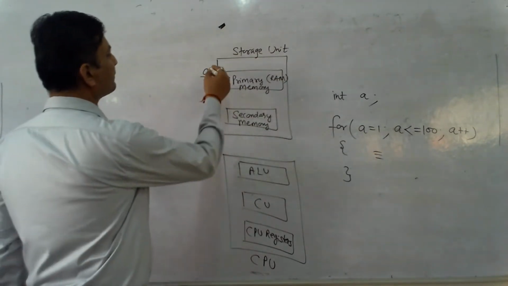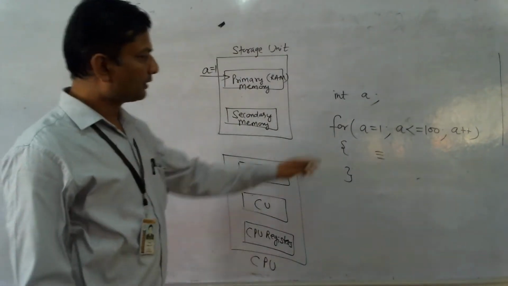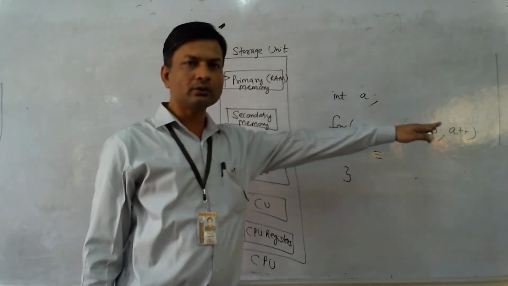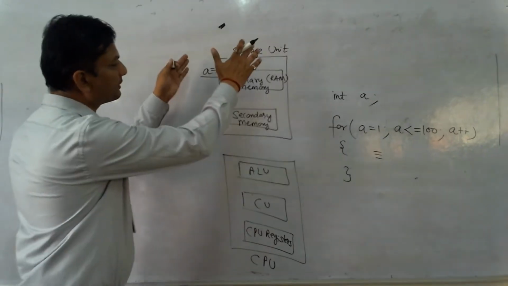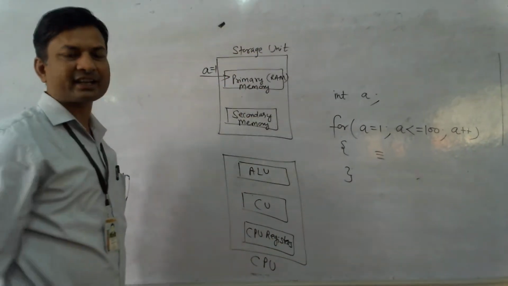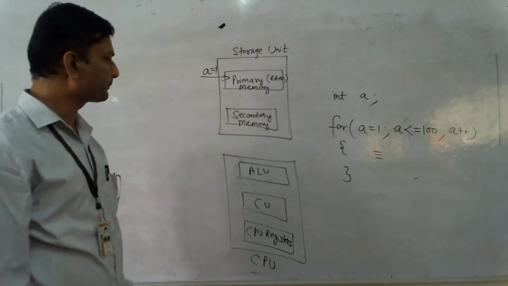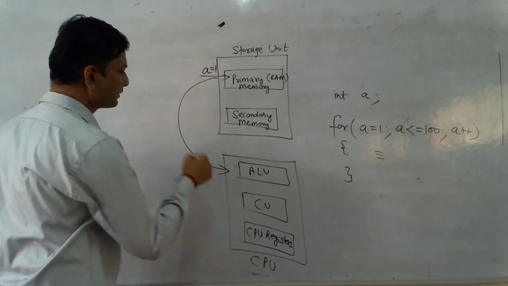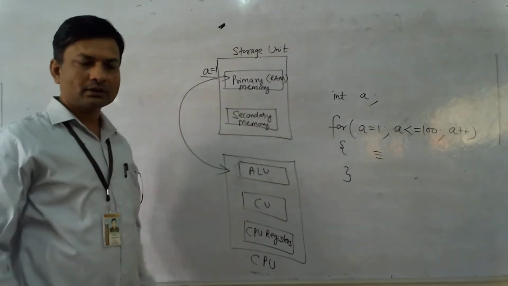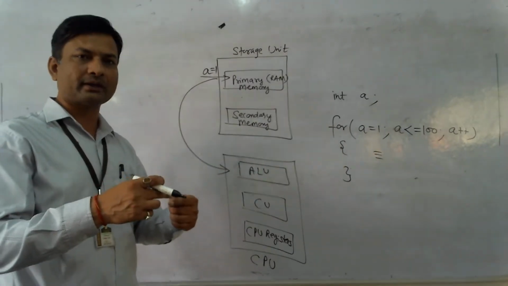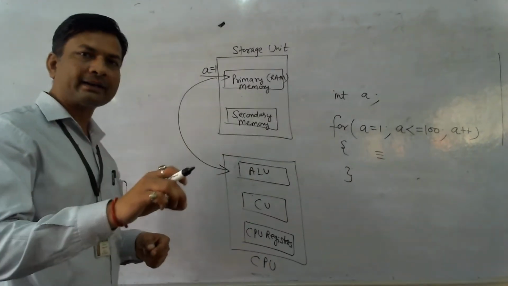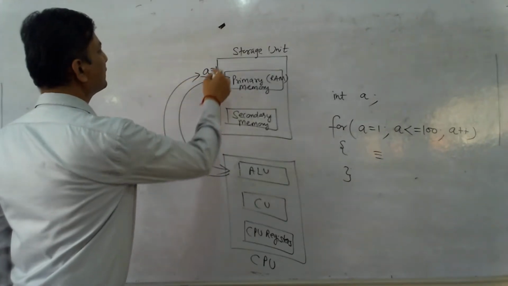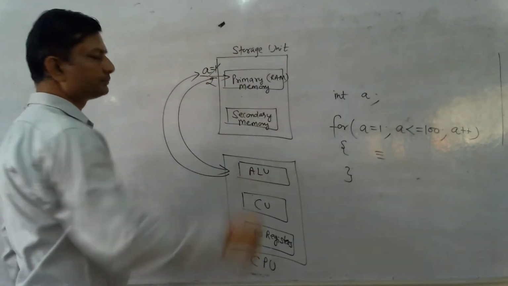So initially the value of A is 1. When the first cycle completes, the value of A will be incremented to 2. Then which part of the computer is responsible for increasing the value of A? Obviously ALU. Then the value of A will move to ALU. ALU will increase its value by 1 and the incremented value will be returned to memory. Now the value of A becomes 2.